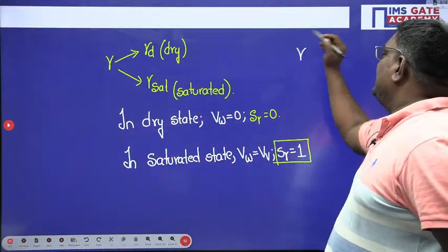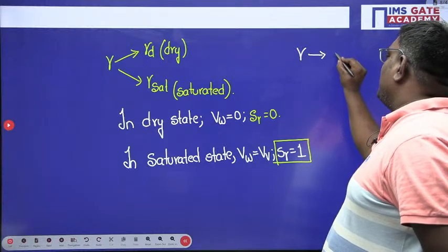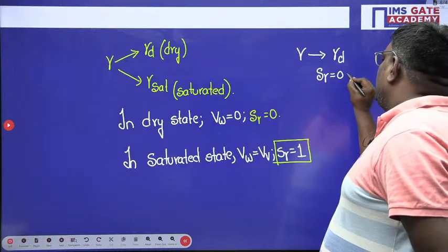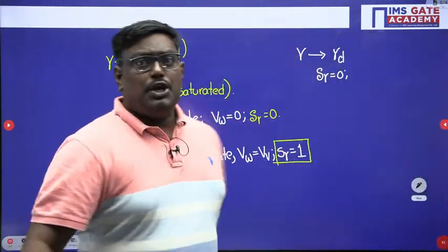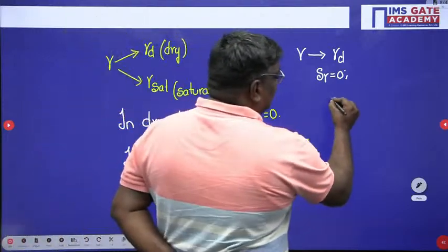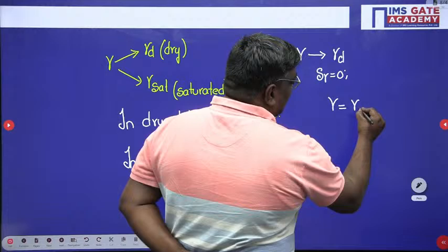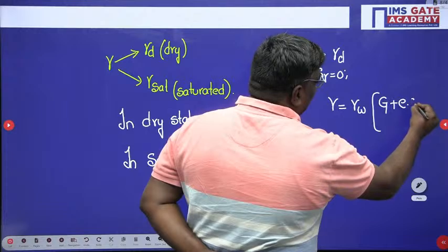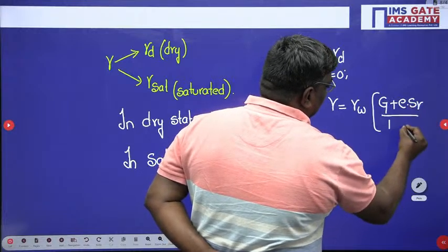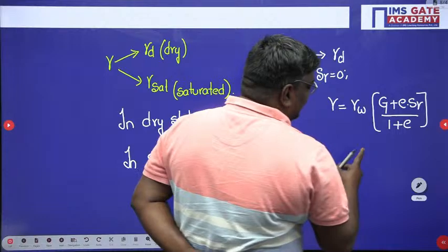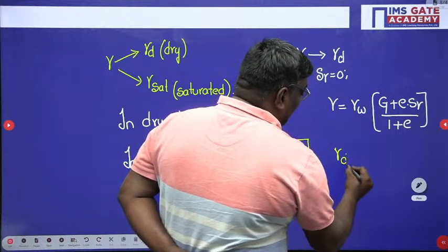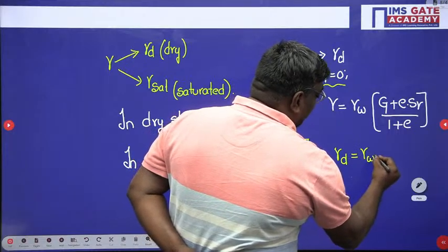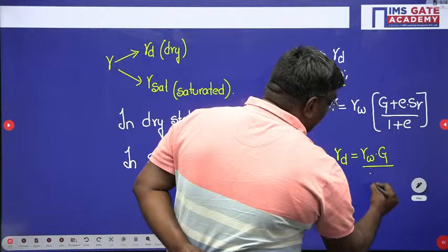Now gamma D will become gamma D when SR is equal to 0. Okay, here is the equation. Now how to do this? You know, my dear students, what do you mean by gamma? Gamma is equal to gamma W into, which we have just derived, G plus E into SR upon 1 plus E. Now gamma D means you have to make SR as 0. So if I keep SR 0, this will become gamma W into G upon 1 plus E.